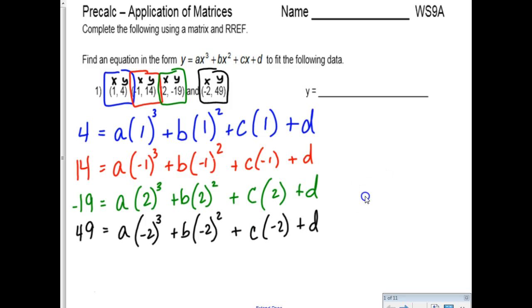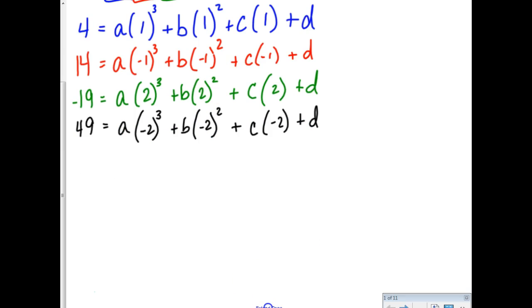So remember, if you're trying to use an augmented matrix, it has to hold all the coefficients in x, y, and z order, or in this case, A, B, C, D order. So what we're going to need to do is write this as an augmented matrix, which first of all you need to flip around. And then the second thing you're going to have to recognize is that all your coefficients need to be simplified. So for instance, 1 to the third is 1, 1 to the second is 1, 1 is 1.